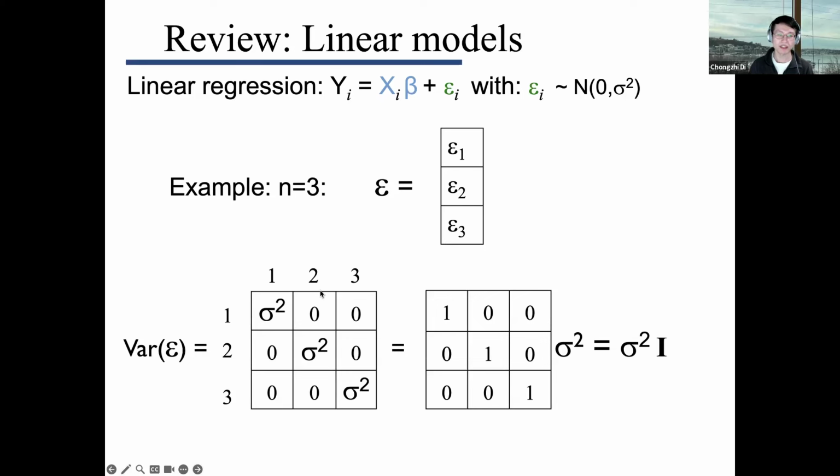And we assume that the errors are independent, which means that if you look at the covariance matrix for this error, it should be 0 in the off diagonal, meaning the errors for subject 1 and subject 2 are independent. So you get this variance covariance matrix, which is a diagonal matrix. The diagonal entries are the variances, and the off diagonal entries are all zeros.